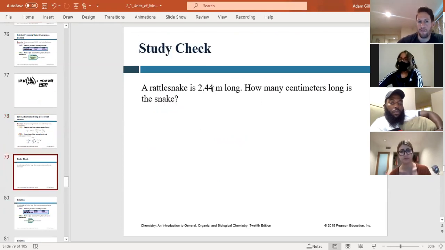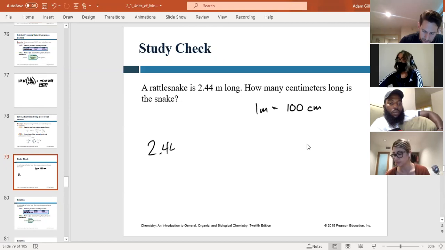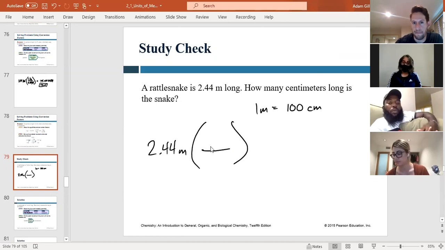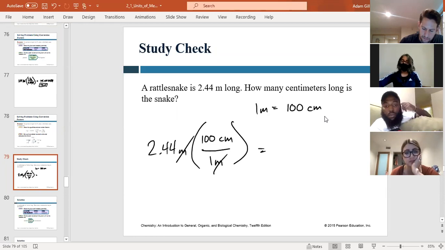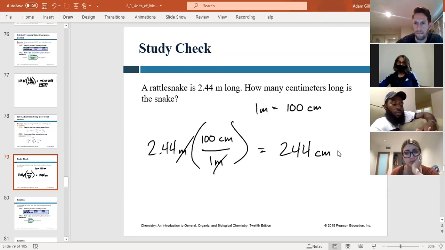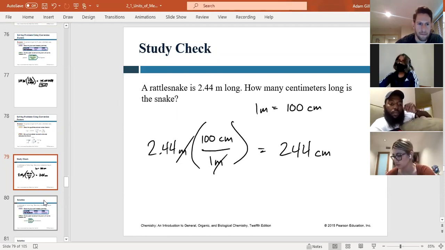A rattlesnake is 2.44 meters long. How long is he in centimeters? So 1 meter equals 100 centimeters. So 2.44 meters. What do we want to put on top, centimeters or meters? Centimeters. So 100 centimeters, since we want to get rid of meters. And 1 meter on the bottom. That way the meters cancel. Not too bad.